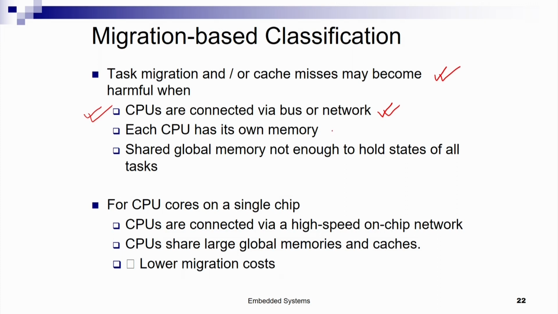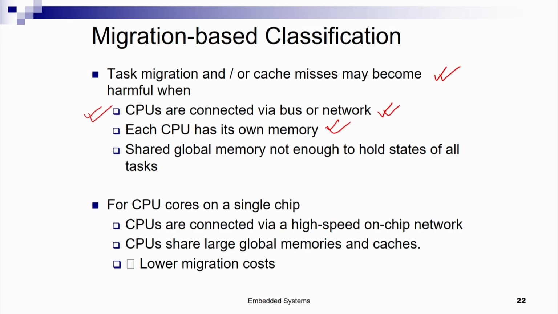When each CPU has its own memory, it is still much more harmful, if not even the cache, but the memory itself is separated. So, you have to transfer the whole task from the memory of one processor to the memory of the other processor. In the first case, if the memory is shared, you at least do not need to do a bus transfer, it is there in the shared memory. But if the memory is also separate, then you need to do a complete bus transfer of both the code as well as the data of the task from one processor to another.